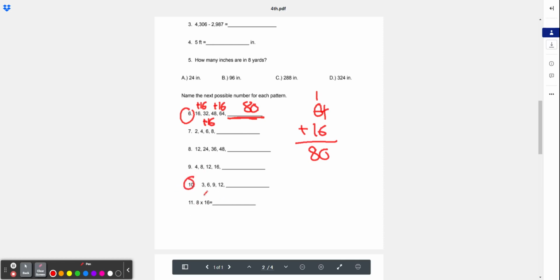Let's try 10. From 3 to 6, we added 3. From 6 to 9, we added 3. And from 9 to 12, we added 3. So in this case, our pattern is adding 3. To find the next number, we're going to add 3 to 12. And 12 plus 3 is 15. So that's our answer for 10.